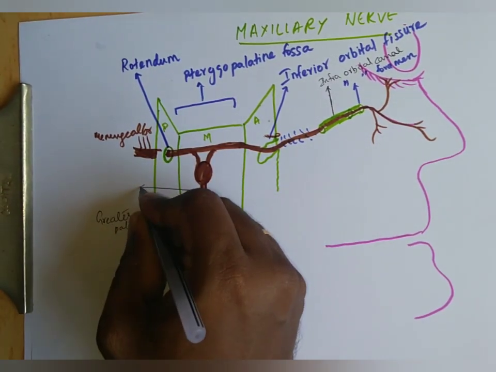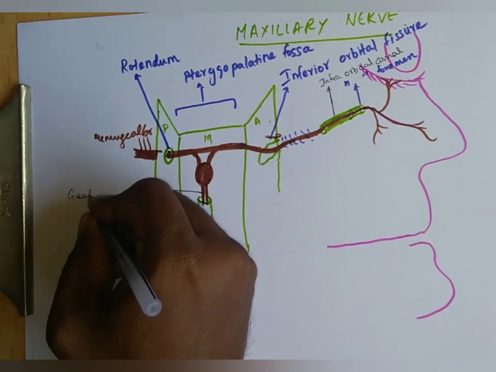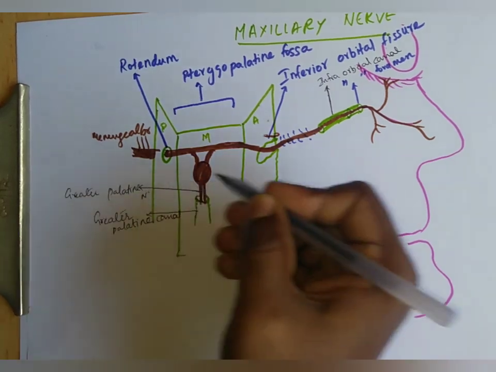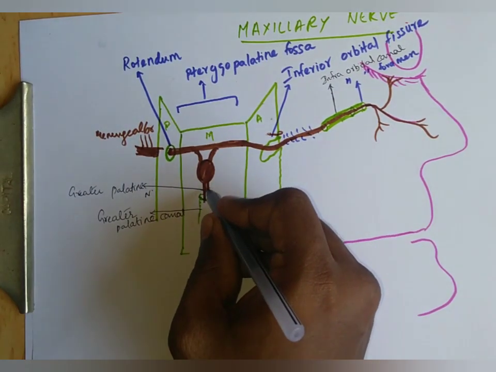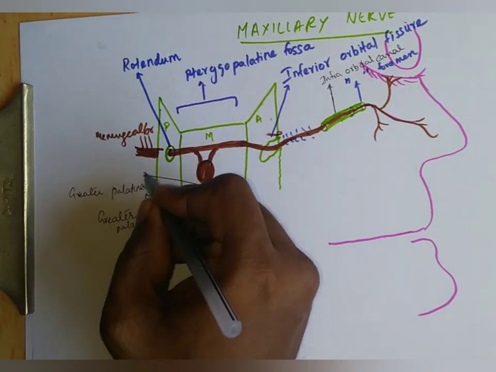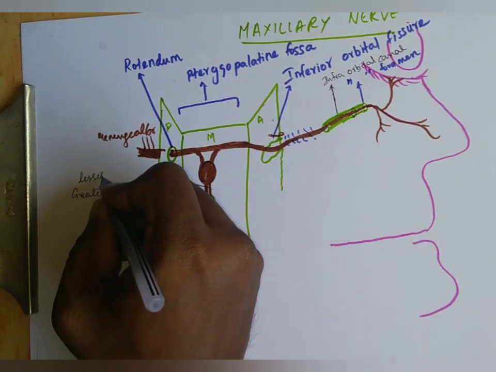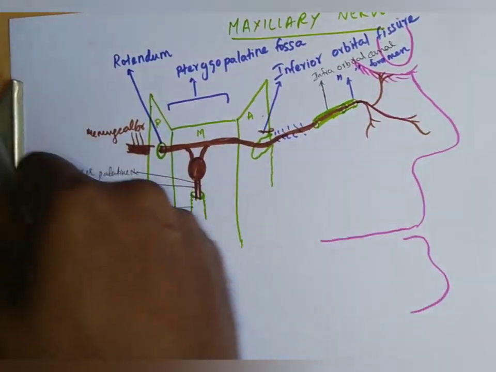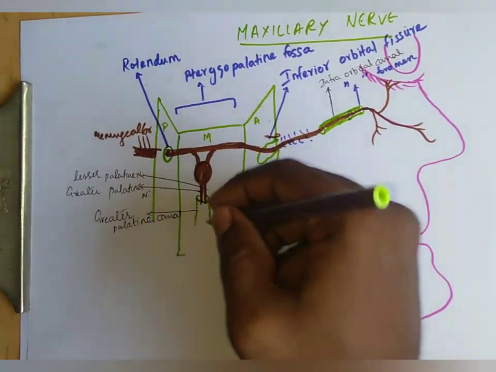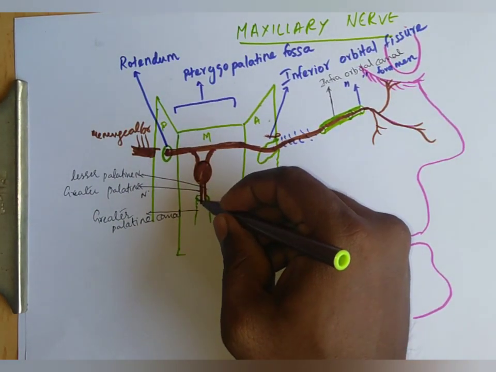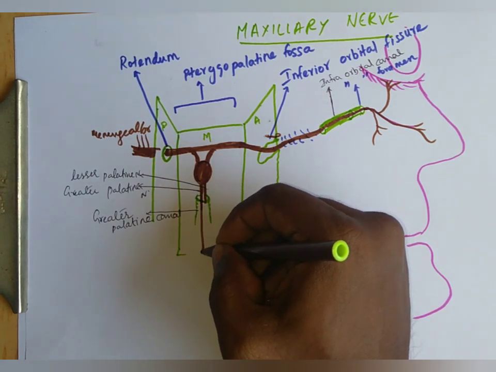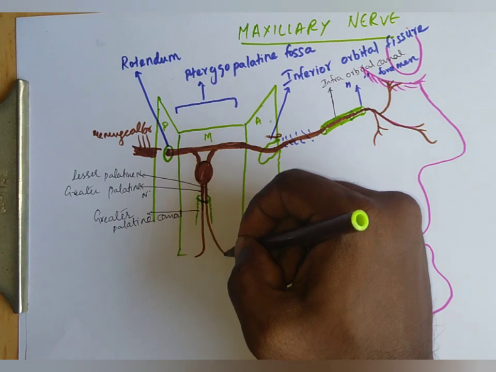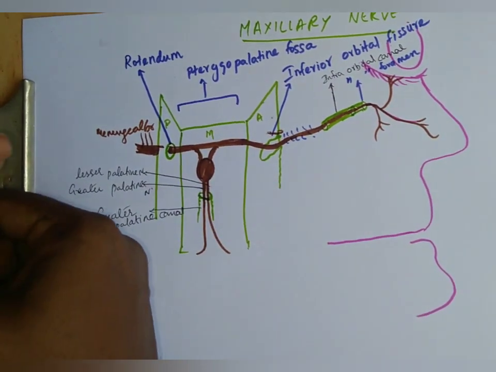This is the Greater Palatine nerve, and this is the Lesser Palatine nerve. So these two nerves travel through the Greater Palatine Canal to enter up to the hard palate, to enter through the hard palate.